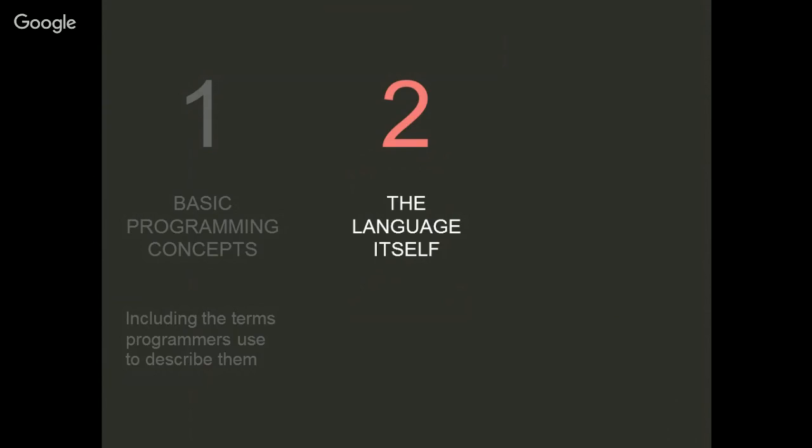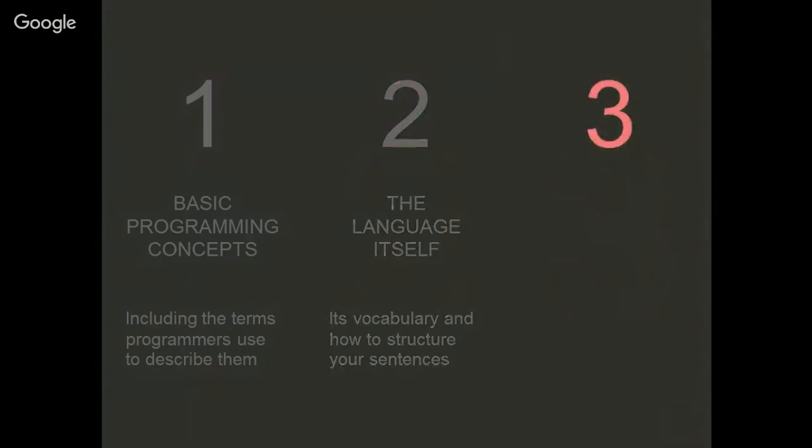So this is the syntax, and we also sometimes talk about syntax and semantics, the meaning of the language. Okay, so the basic programming concepts, the language itself, which if you want to think about it in terms of natural languages, is like the vocabulary and how to structure your sentences properly. And again, in natural language, you can get by and be understood fine without being 100% correct about it, but with programming language, you must be correct about your structure.